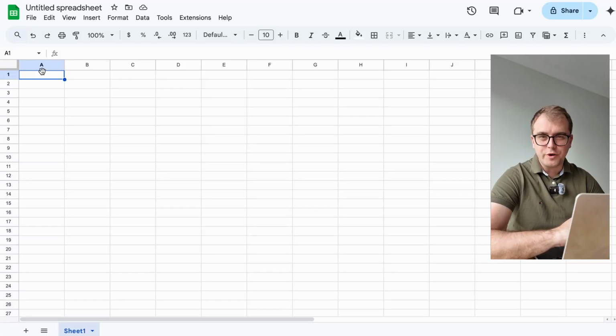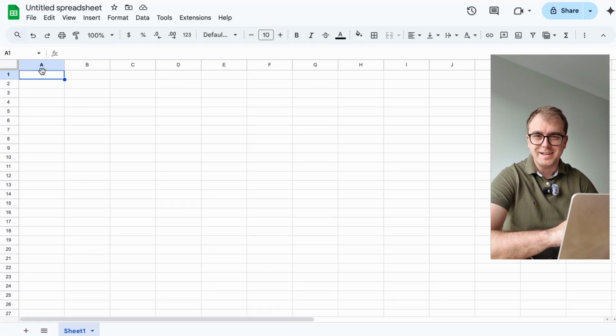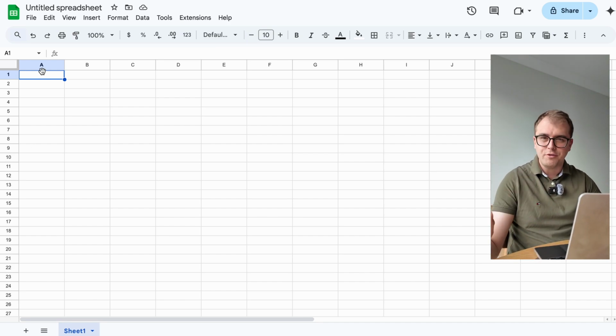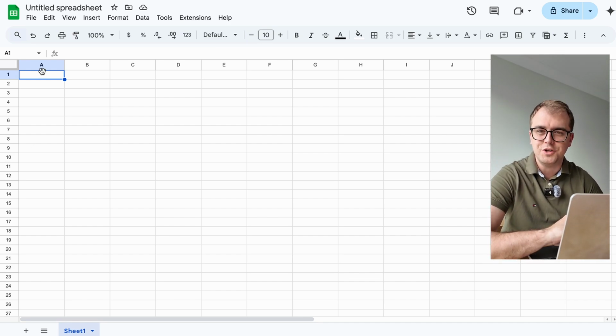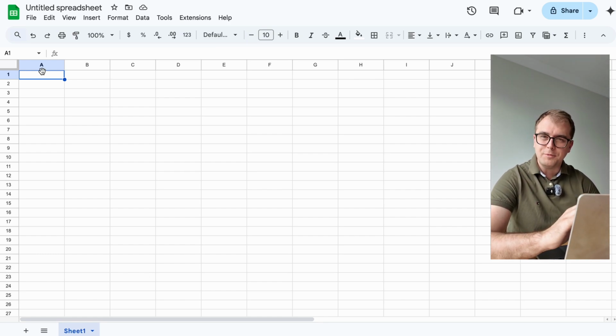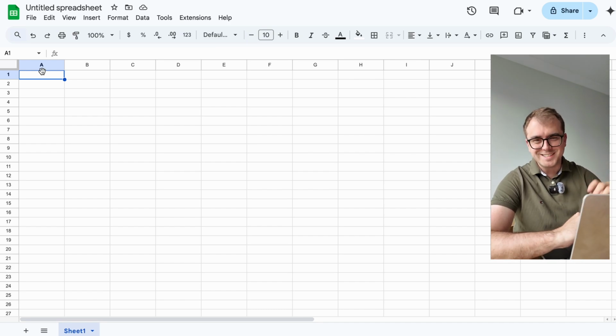Hey guys, today I'm going to walk you through how to create a simple loan amortization schedule in Google Sheets. Now, you can use Microsoft Excel, all the same formulas, same everything. So this is a great template that you can use for that as well. Now I'm going to start quite easy, just with a simple amortization schedule and build it up throughout the video. So without further ado, let's get into it.